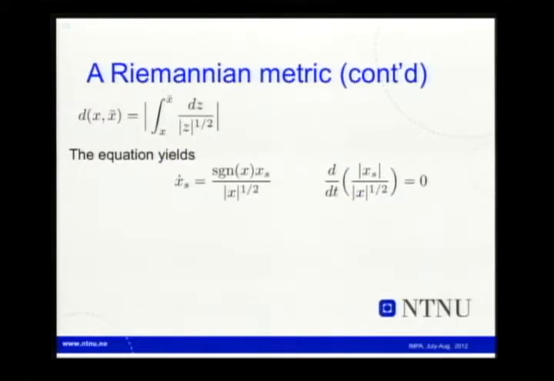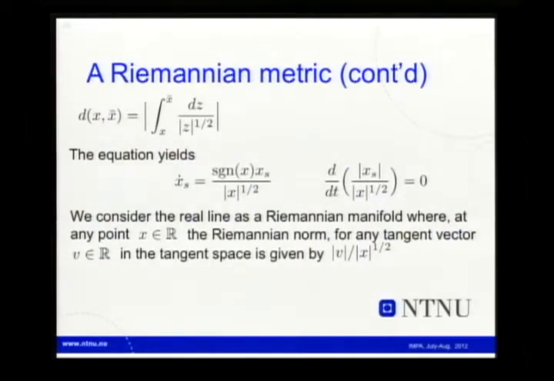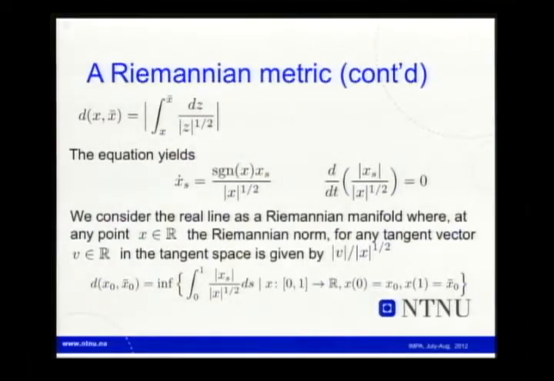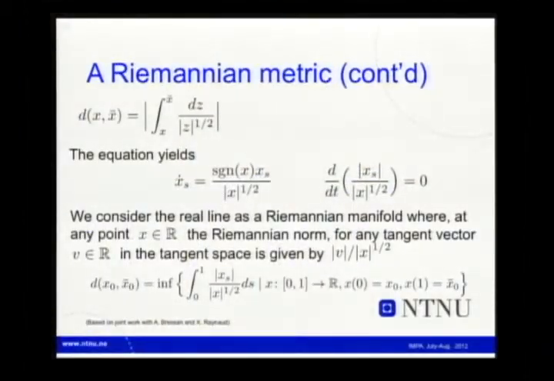But this is a clue to construct a Riemannian manifold. So we consider the real line as a Riemannian manifold, where at any point x, the Riemannian norm for any tangent vector v in the tangent space at x is given by this quantity. This is a well-defined definition. And if we now define this metric as the infimum of all paths connecting the two points given by this, and we constrain ourselves to paths with a definite sign, so they are not going back, but they are going in the increasing direction, then if we rewrite this, we will get exactly this metric by change of variables. So this is a way to derive this in a more natural, Riemannian setting, that we will try to mimic, and we have mimicked, for the more complicated Camassa-Holm equation.